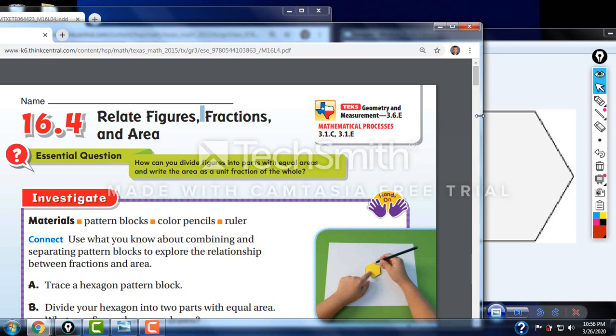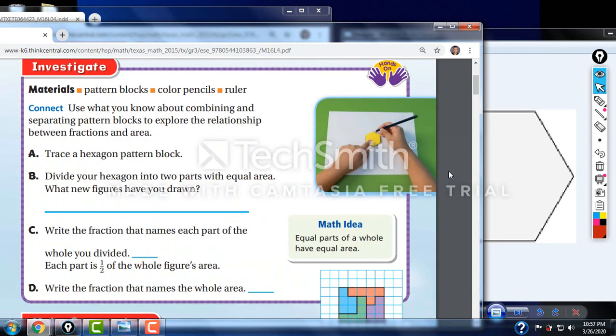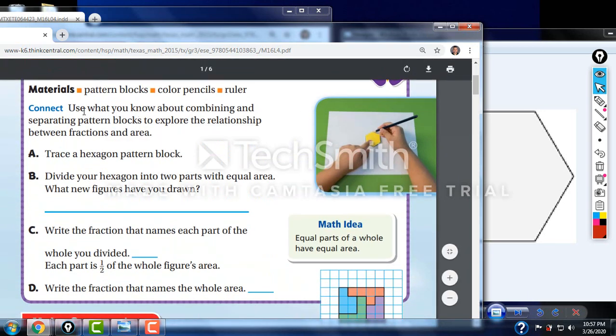So you should have the pattern already in front of you, a colored pencil, a ruler if you have. If you don't happen to have your ruler, just use a straight edge. And let's perform the operations here together. Connect. Use what you know about combining and separating pattern blocks to explore the relationship between fractions and area. That's what we're going to be focusing on. Relationship between fractions and area.